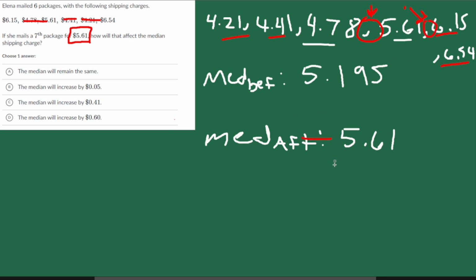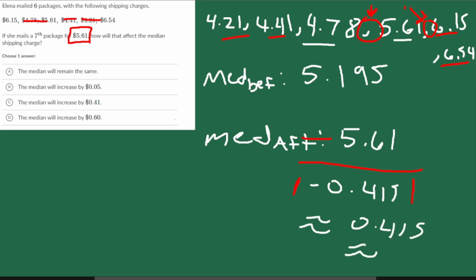So now I'm just going to take the difference between these, the absolute value of that. I really just want the difference, how much it changes by. Just like that, and your answer should be C.